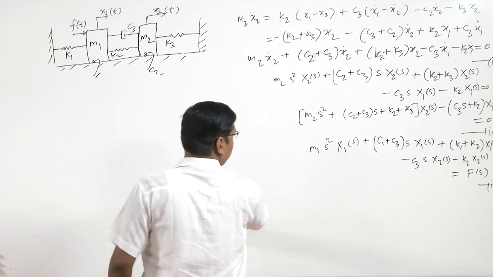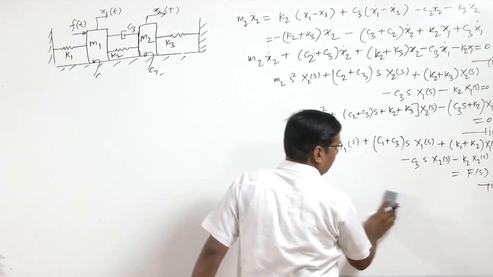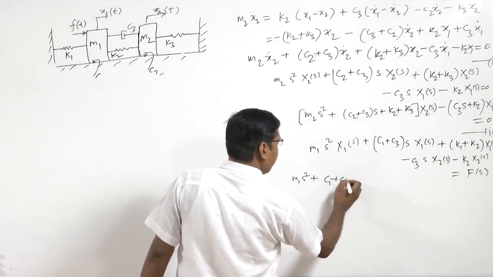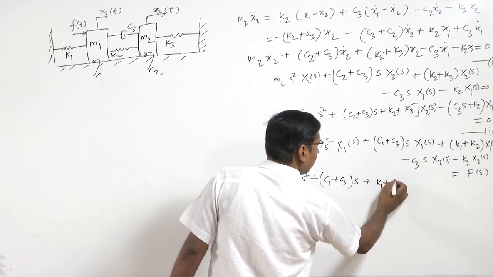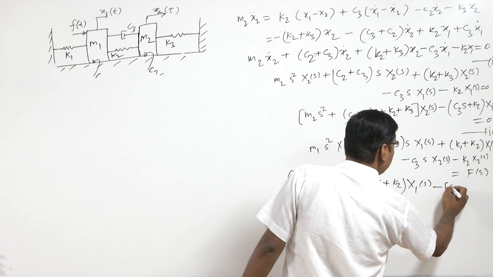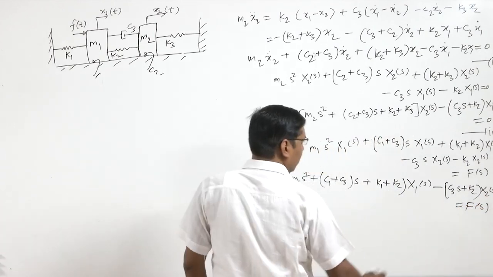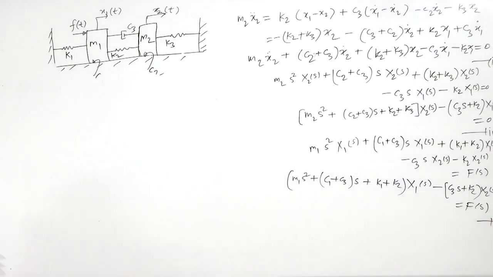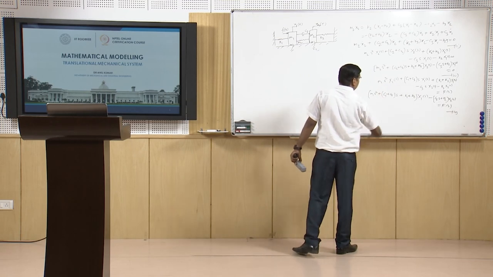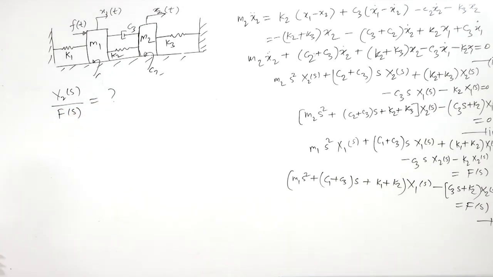So now we have equations 3 and 4. I rewrite equation 4: [m1 s square plus (c1 plus c3) s plus (k1 plus k2)] x1(s) minus (c3 s plus k2) x2(s) equal to F(s). Now there is Cramer's rule. We can apply Cramer's rule to find the solution of x2(s) by F(s), because our objective was to find this transfer function.